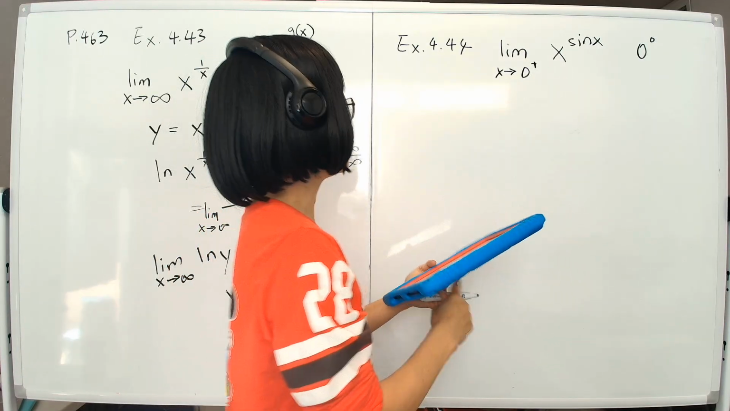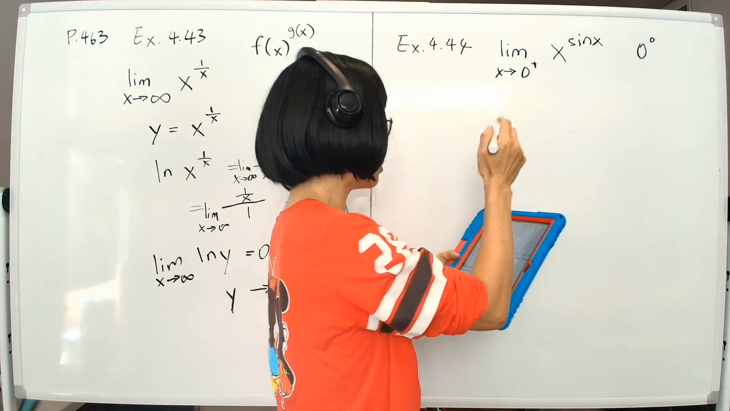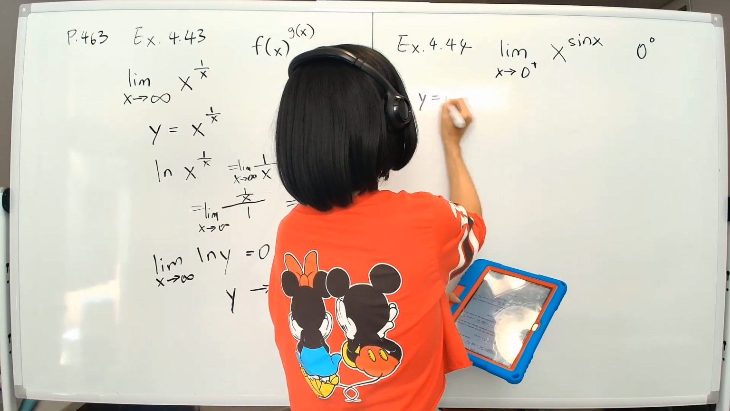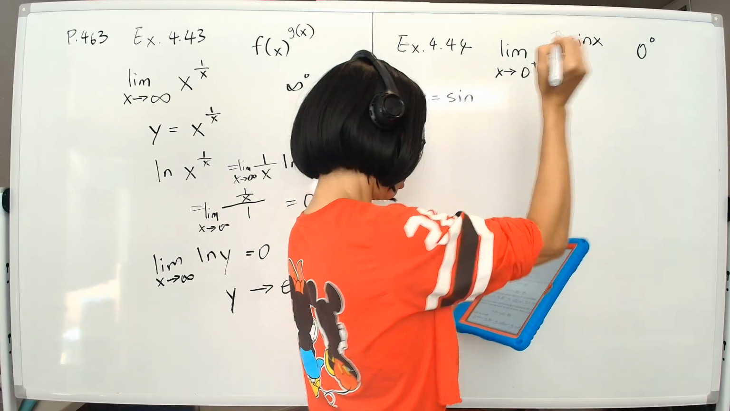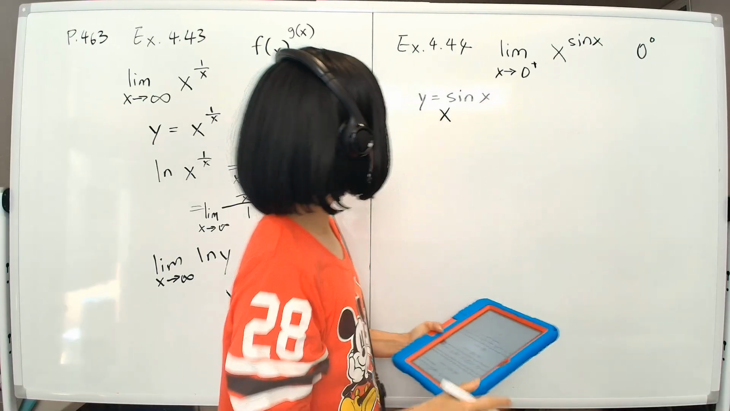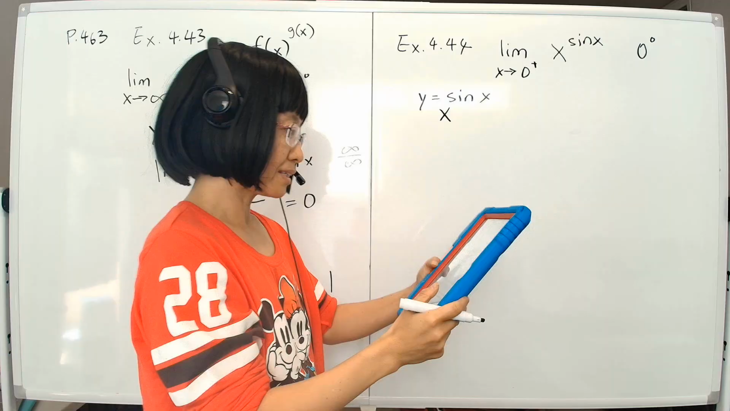So to take the exponent down, we will do the same trick that we did in the previous example and let y equal the function. y equals sine of x to the power sine of x.